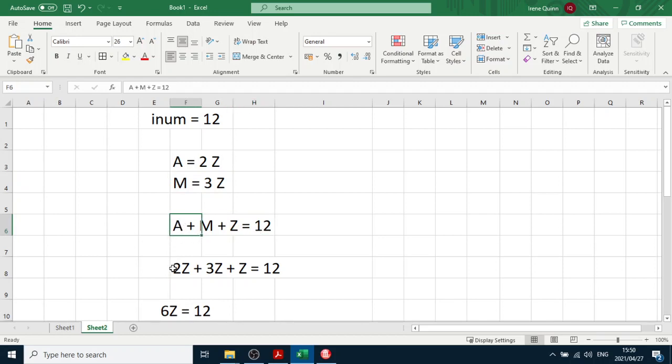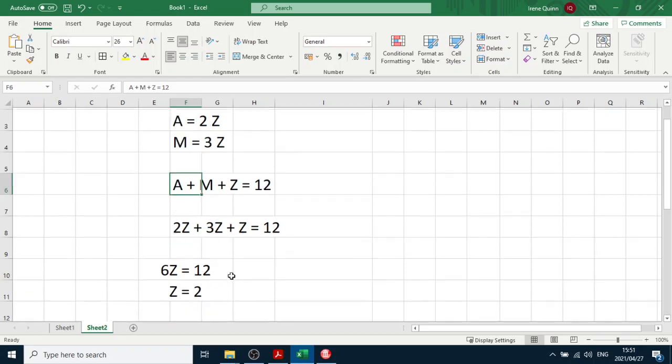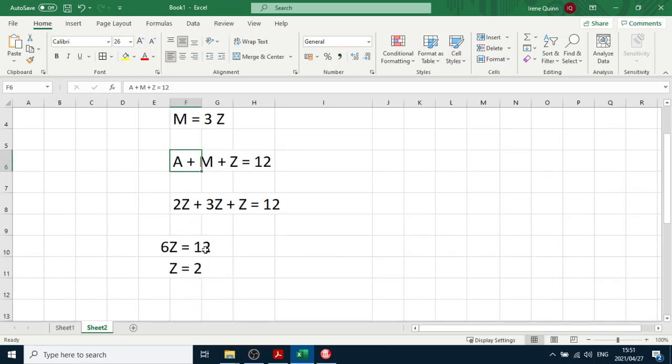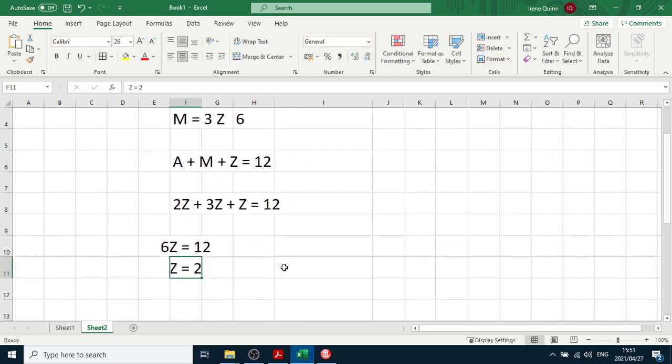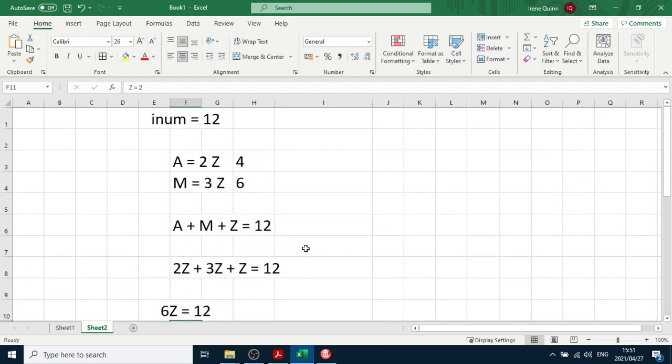So instead of A, I'll write in 2Z. Instead of M, I write 3Z, and Z stays as it is. Then if you solve for Z using algebra, you get 6Z equals 12, so Z equals 2. Now all you have to do is multiply. If Zane is 2, then A will be equal to 4, and Mike will have 6. Zane is going to have 2 tickets. Simple here. You'd think it's so simple, but these are little tricks, mathematical tricks that you have to figure out.